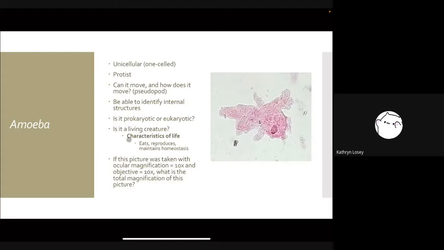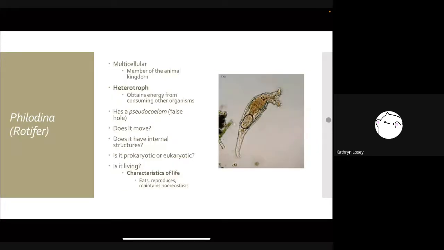And then again, the question was, if it was ocular magnification of 10 times and objective of 10 times, what's the total magnification? So this would be 100 times magnification. Okay, so be able to identify this as an amoeba. Is it unicellular, multicellular, prokaryotic or eukaryotic? And then possibly a magnification question.